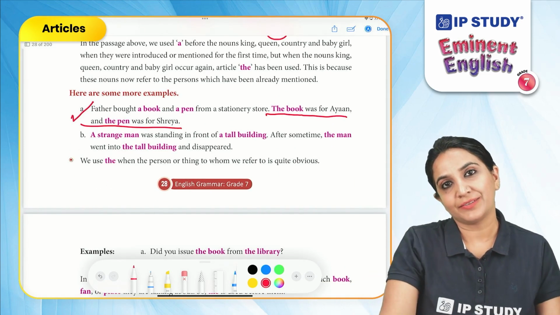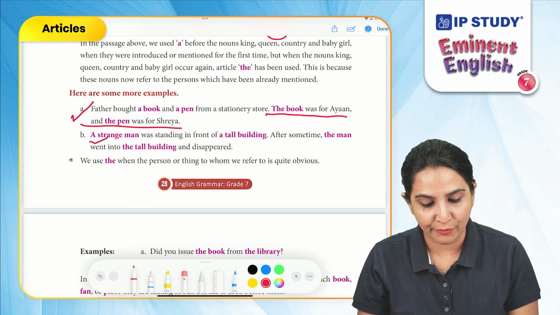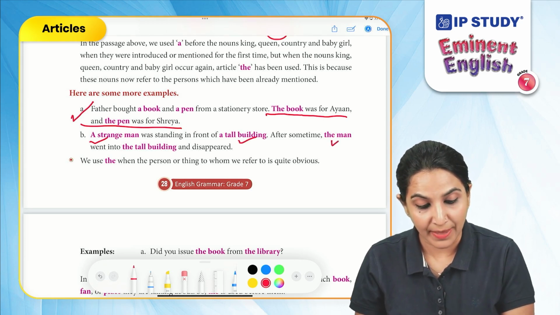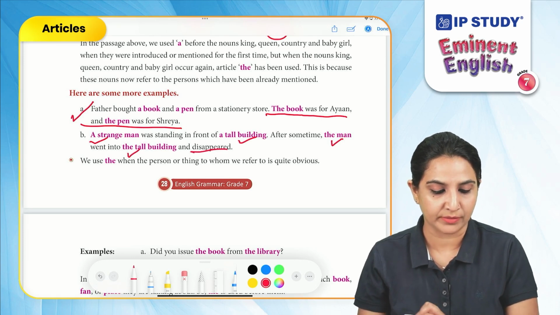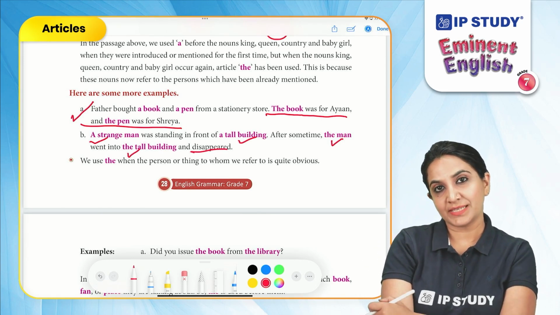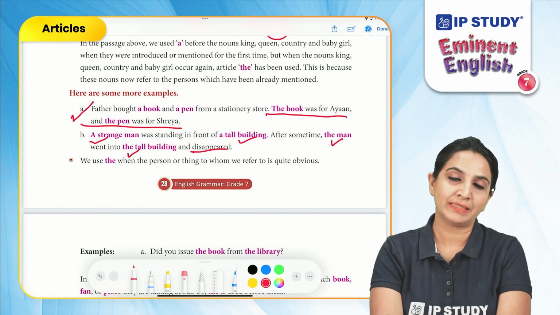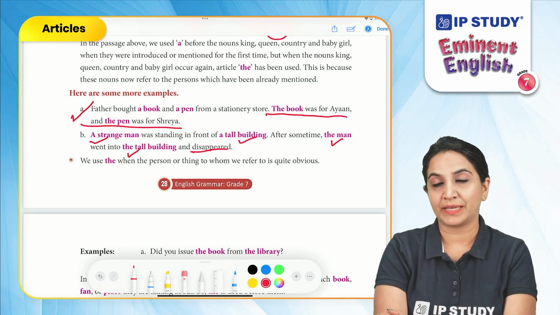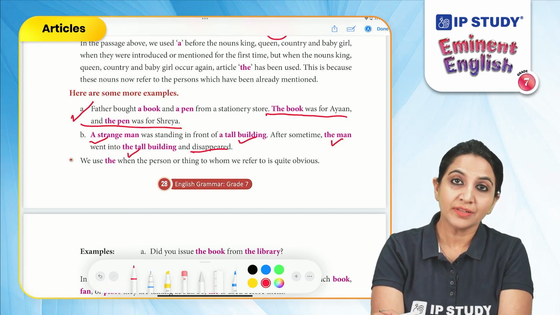Let's look at another example. A strange man was standing in front of a tall building. After some time, the man went into the tall building and disappeared. So, in the first sentence, when it was not definite who we are talking about, we used article a with a strange man, a tall building. The man went into the tall building. Now we know who we are talking about. That is why we've used the article the.